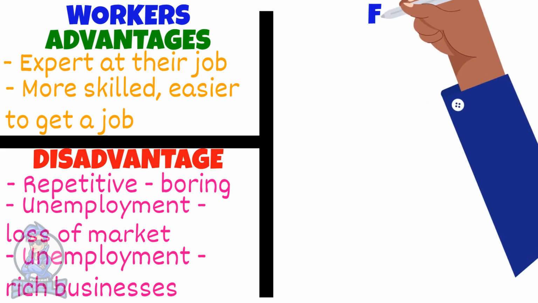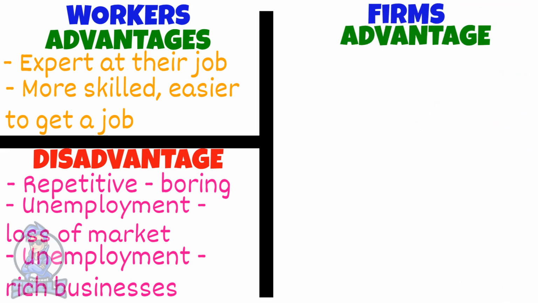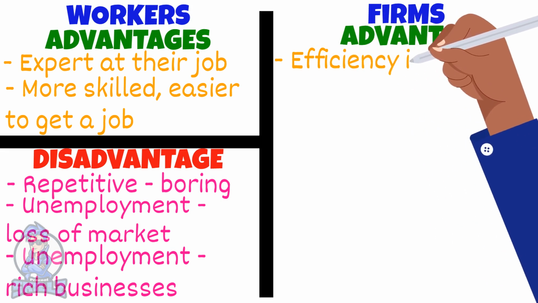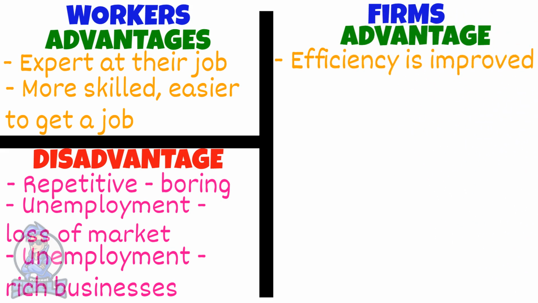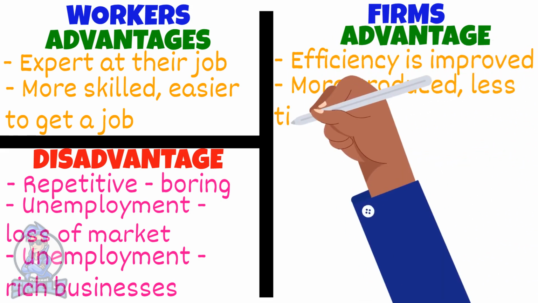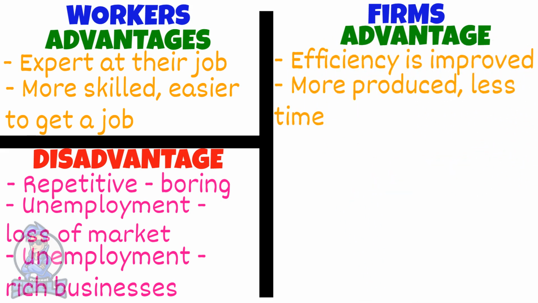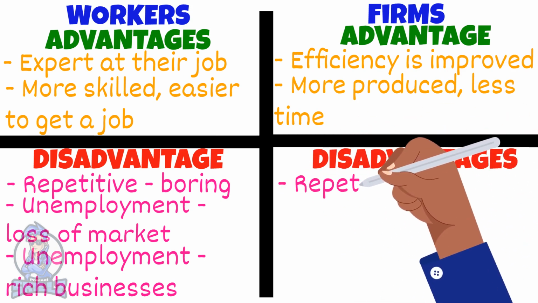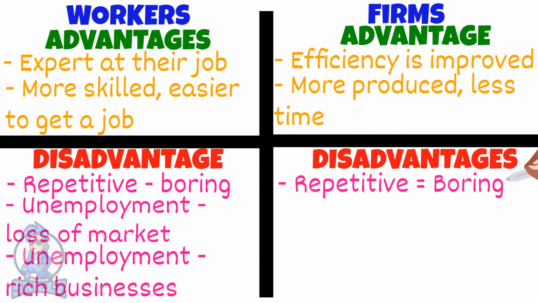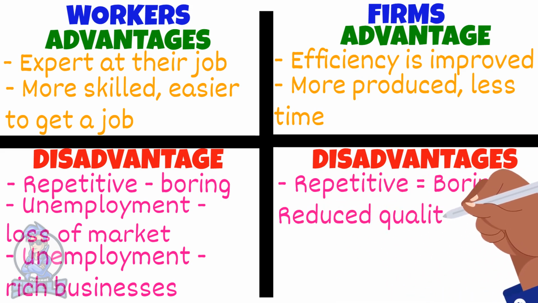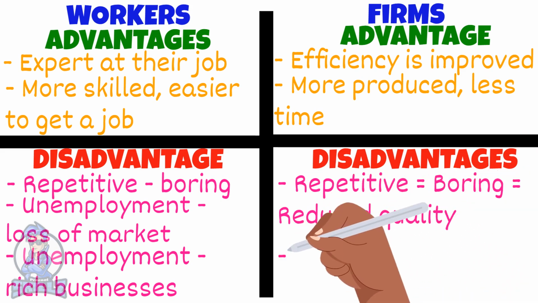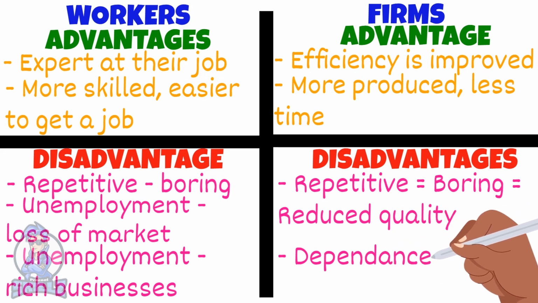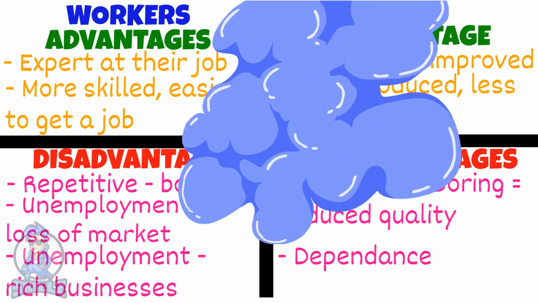Moving on to firms, we'll look at its advantages. The efficiency is improved since, as I mentioned before, tasks can be performed more quickly and accurately. Time is reduced too. So moving to disadvantages for firms, if the tasks get boring, people might become unmotivated and due to this, the quality of the work could decrease. Also, if different stages of the work are dependent on the other stages and if one stage collapses, then the whole thing will have to stop.